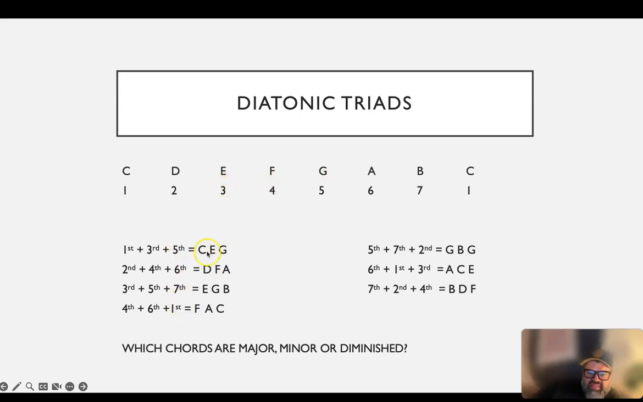From that, we get these 7 combinations. Some of them will be major, some of them will be minor, and some of them will be diminished. Okay? But it's up to you to find out which ones are which. So there's a little thing that we need to know.